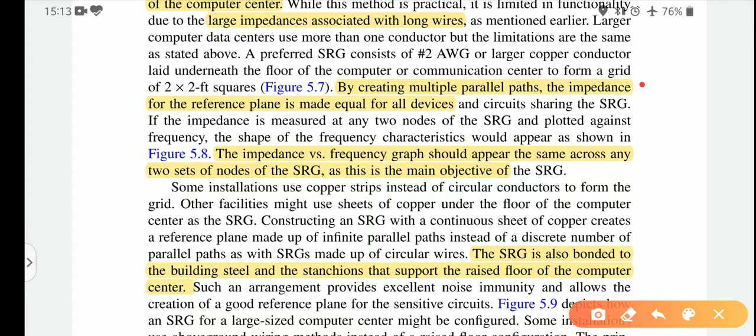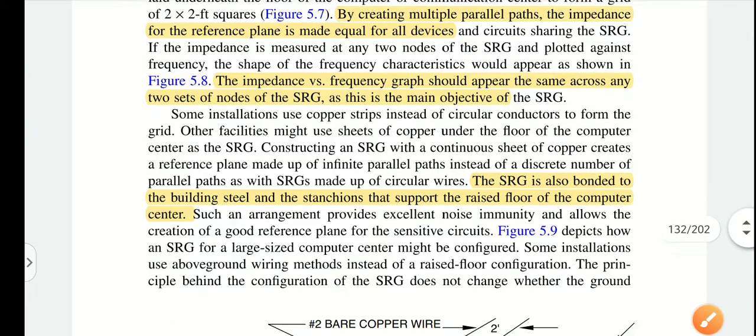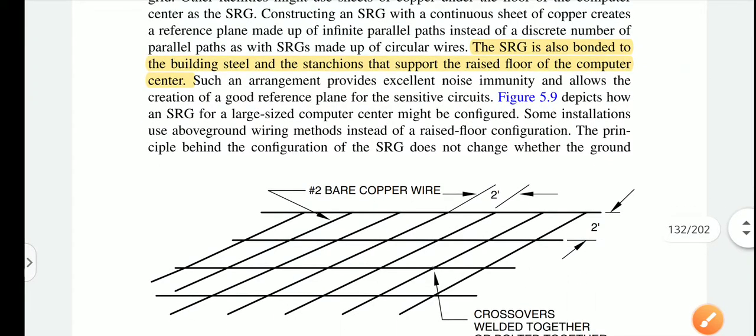the SRG. If the impedance is measured at any two nodes of the SRG and plotted against the frequency, the shape of the frequency characteristics would appear as shown in the figure. Why are we plotting this graph? Because this area is very large, so we need to give the same impedance path for all the sensitive equipment connected to this signal reference ground.